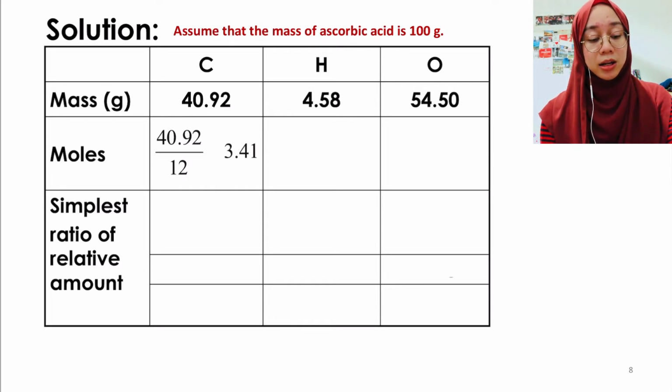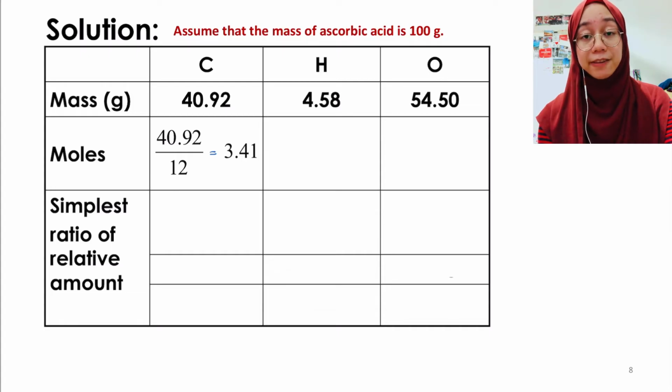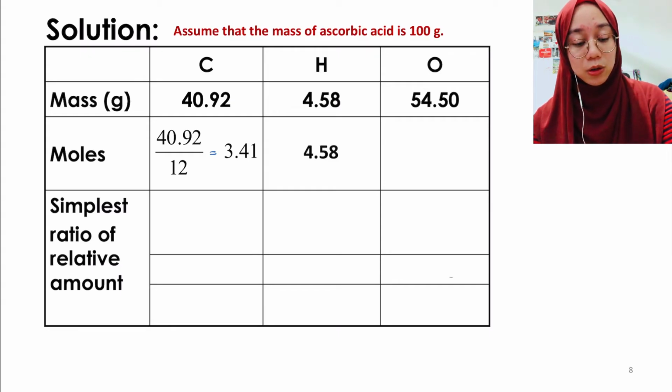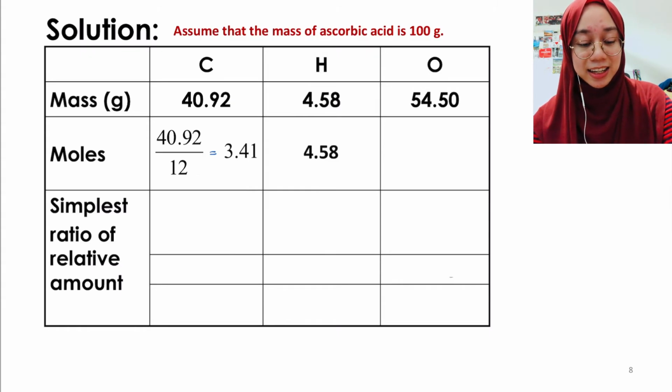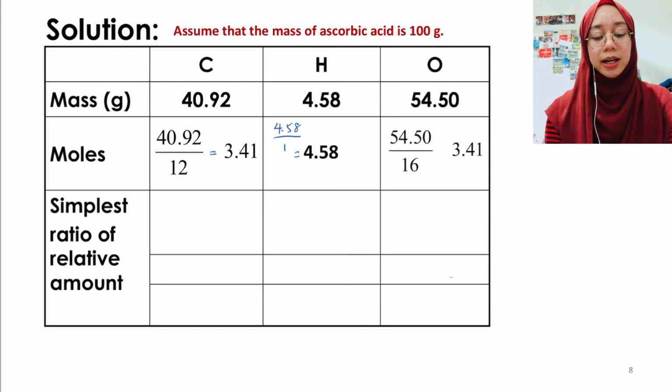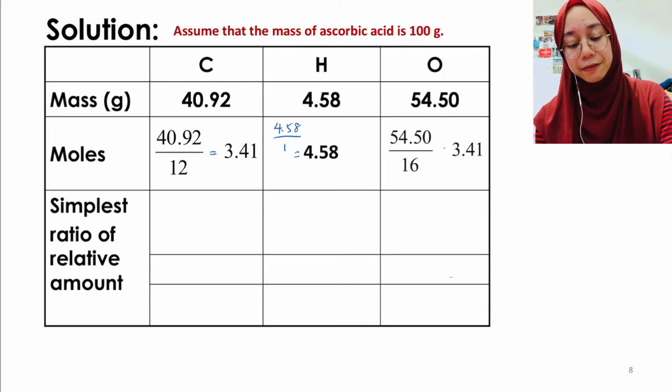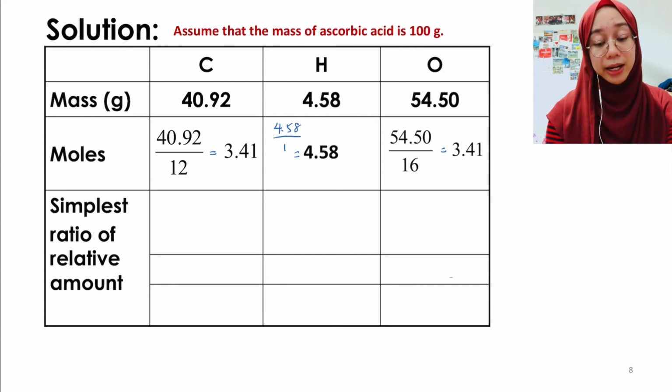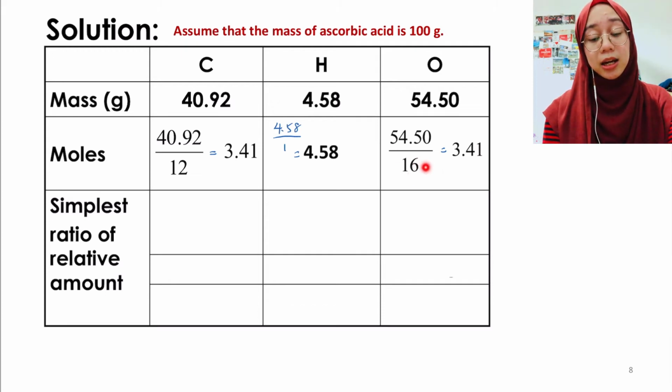Okay, so 40.92 divide by 12, so you get 3.41. Okay, and then 4.58 kita divide by hydrogen punya molar mass, which is 1, bermaksud kita akan dapat 4.58 juga. Okay, so please show the calculation kan. Okay, so 4.58 divide by 1 adalah bersamaan dengan 4.58. Okay, and then 54.5 divide by 16, you get 3.41. Mana datang 16 ni? This is the molar mass of oxygen. Okay.